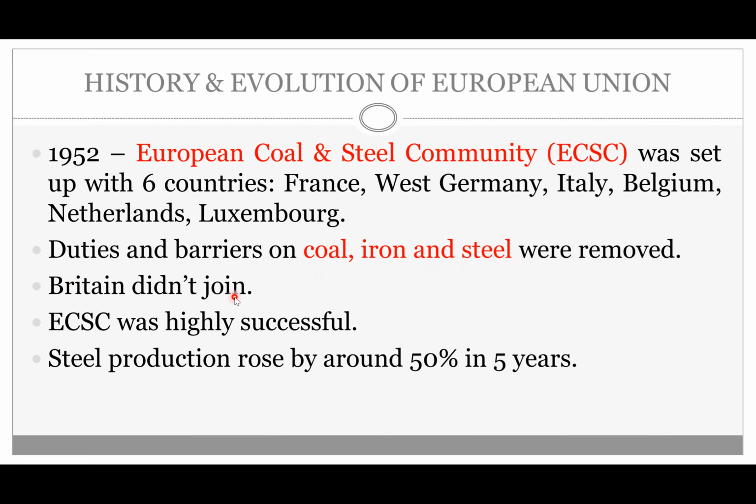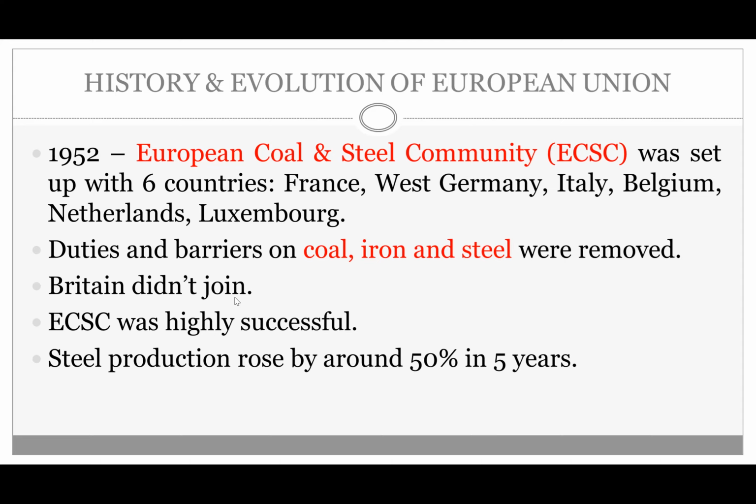Britain did not join. Now this is important. The reasons why Britain did not become a part of ECSC are similar to the reasons why Britain is now exiting European Union. Broadly we can say that the British people, or some of the politicians in Britain, start feeling that being part of such a community or a common union reduces the control of British people over their country. So if they were part of European Coal and Steel Community, they were not going to have as much power to decide on the duties and barriers on coal, iron, steel.